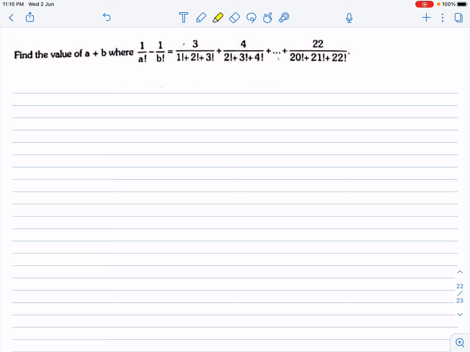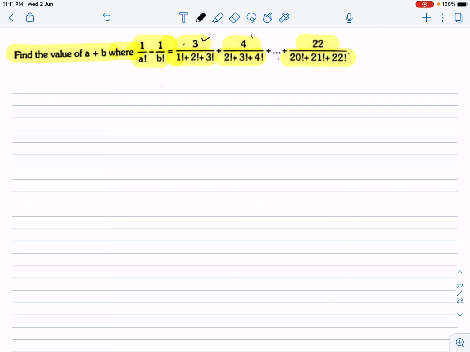So we'll be going to solve this question written on the screen. Find the value of a plus b where 1 upon factorial a minus 1 upon factorial b is equal to 3 divided by factorial 1 plus factorial 2 plus factorial 3, plus 4 divided by factorial 2 plus factorial 3 plus factorial 4, and so on, up to 22 divided by factorial 20 plus factorial 21 plus factorial 22. So what can we observe over here?